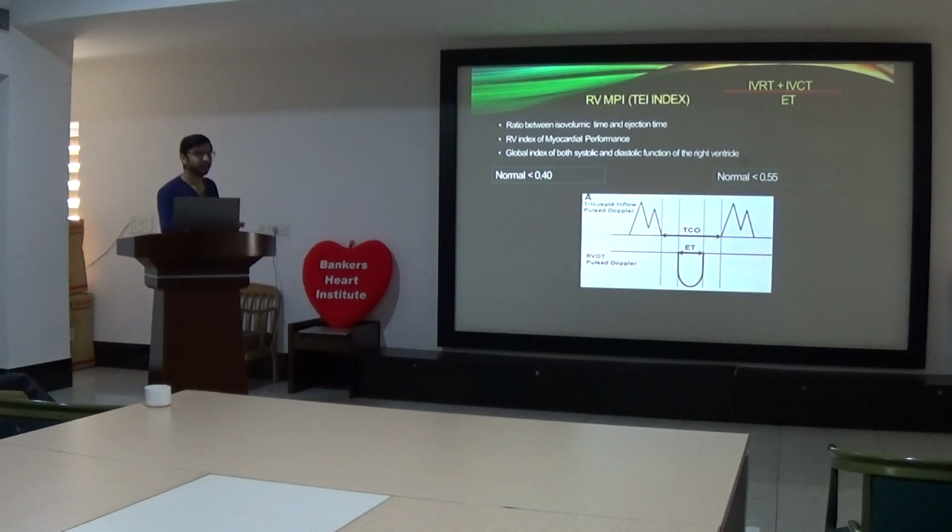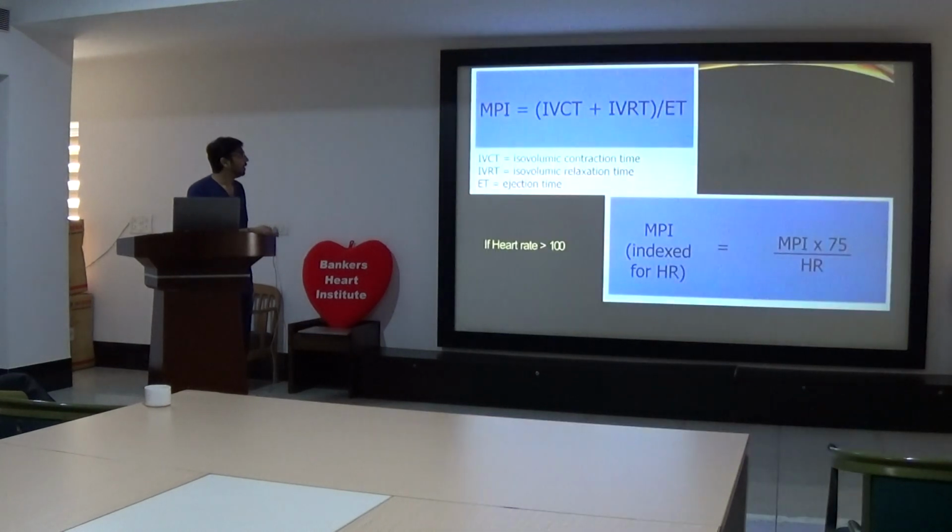When we go through the pulmonary, mean pulmonary artery pressure is with the right ventricular outflow, RVOT. So the myocardial performance index is at this formula. If the heart rate is more than 100, we have to correct by 75 over the heart rate. This is the index.